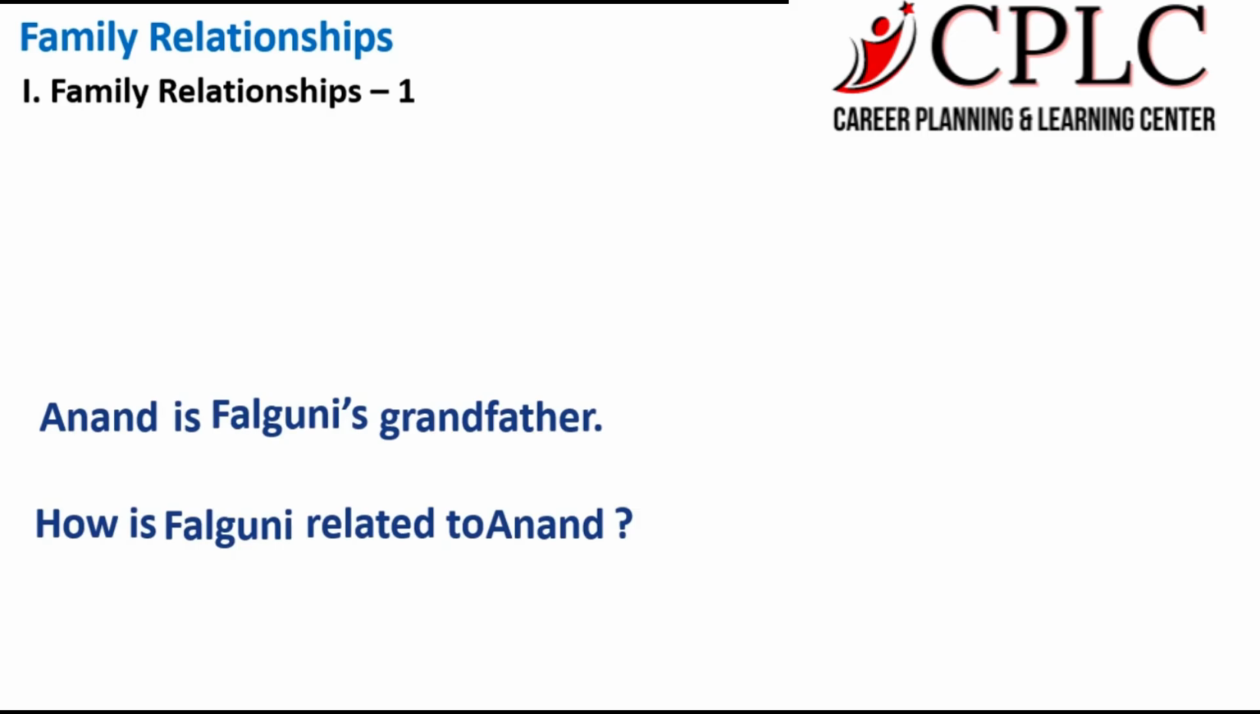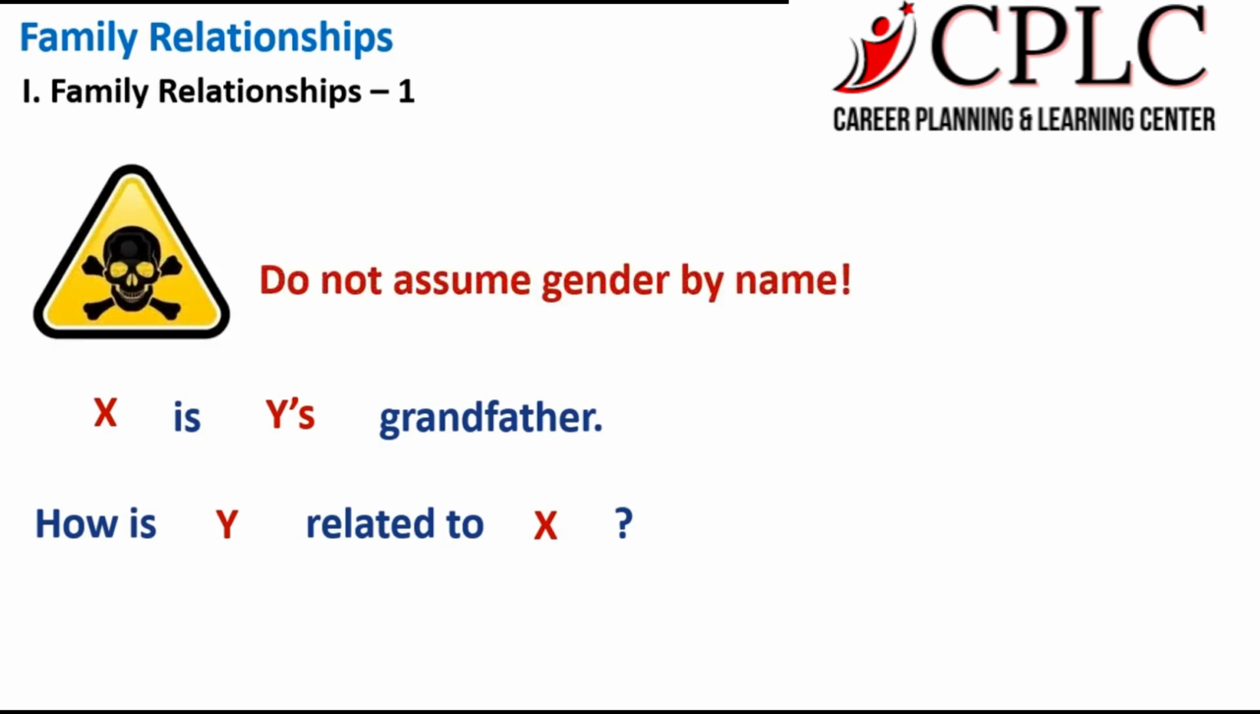Instead of these names Anand and Falguni, let's replace them with something as generic as, let's say, X and Y. So now the question is, X is Y's grandfather. How is Y related to X? Now can you uniquely find out the answer? I think not, because you don't know the gender of Y, and hence the rule that we are talking about. So let me repeat it one more time and remember this, so that we can make a note out of this, which is do not assume the gender based on the names.